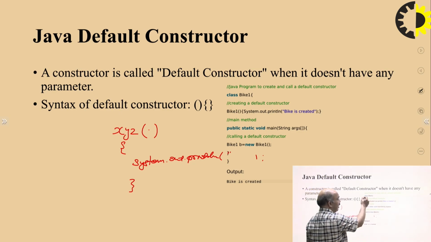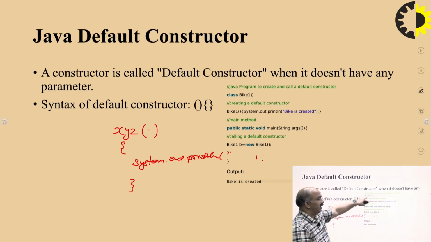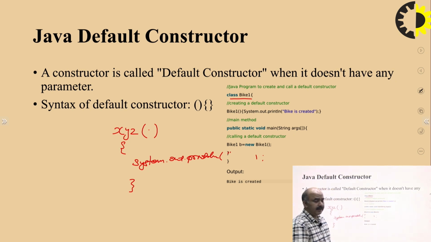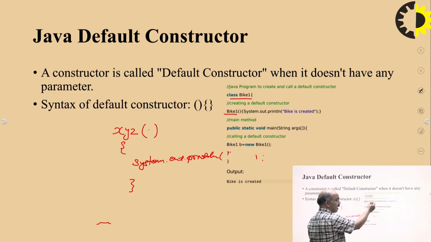Here we are creating the class Bike1. After creating a class we have to define our constructor in that class. Let's suppose class Bike1 is defined. Now we have to create a constructor here. In this example we are taking the default constructor, so we say Bike1, which should be similar to the class name, with no arguments, and System.out.println that the bike is created.